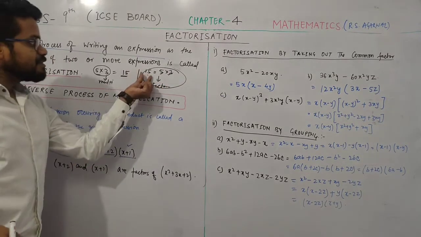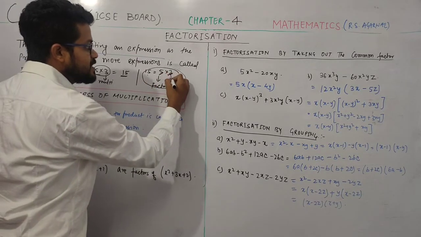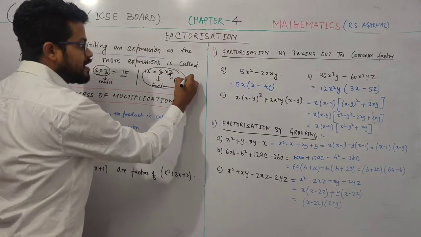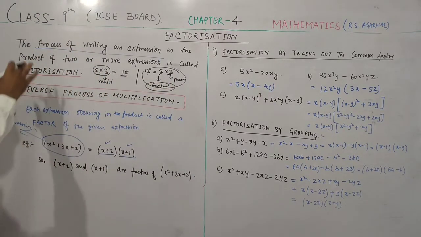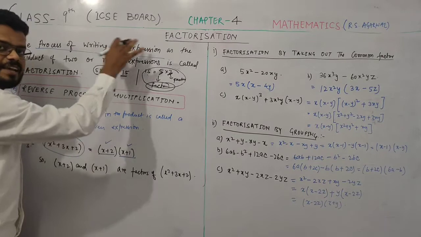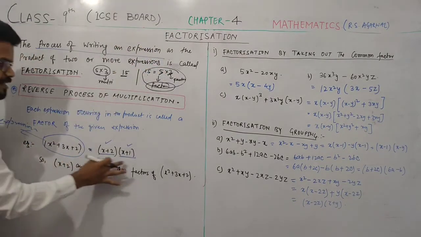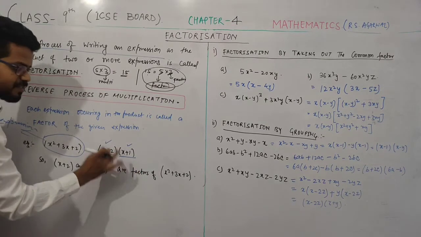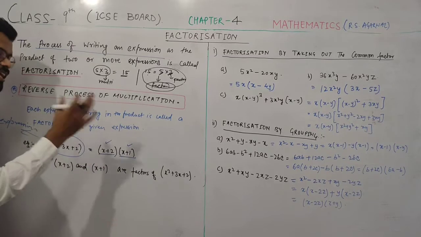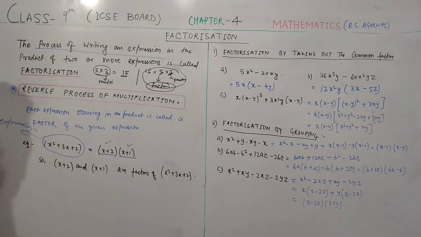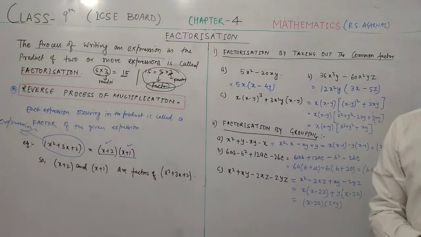If I write 15 as 5 into 3, then this 5 and this 3 are factors, and this method is called factorization. So in terms of expressions, this is the product of expressions and each expression is called a factor. This is the definition of factorization.